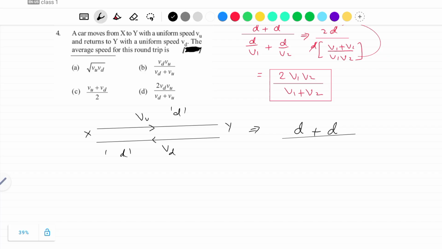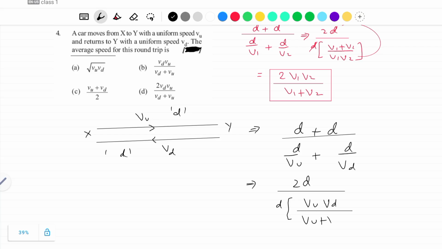Now what will be total time? We know, students, that time is distance over speed. So while going, time will be d by vu, plus while returning back it will be d by vd. So if you add it, again it will become 2d. Here you will take d as common, and you will take LCM. So vu vd upon vu plus vd.